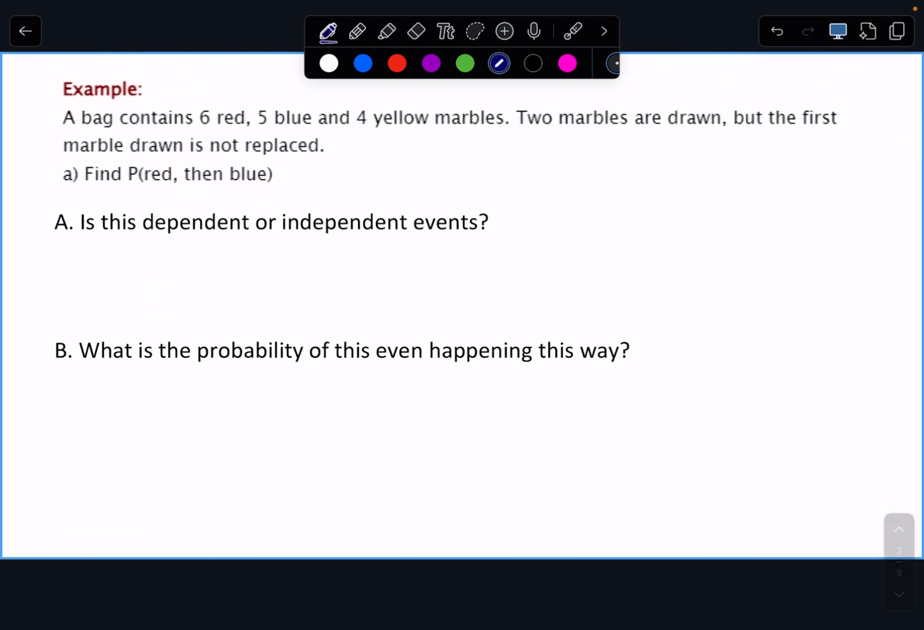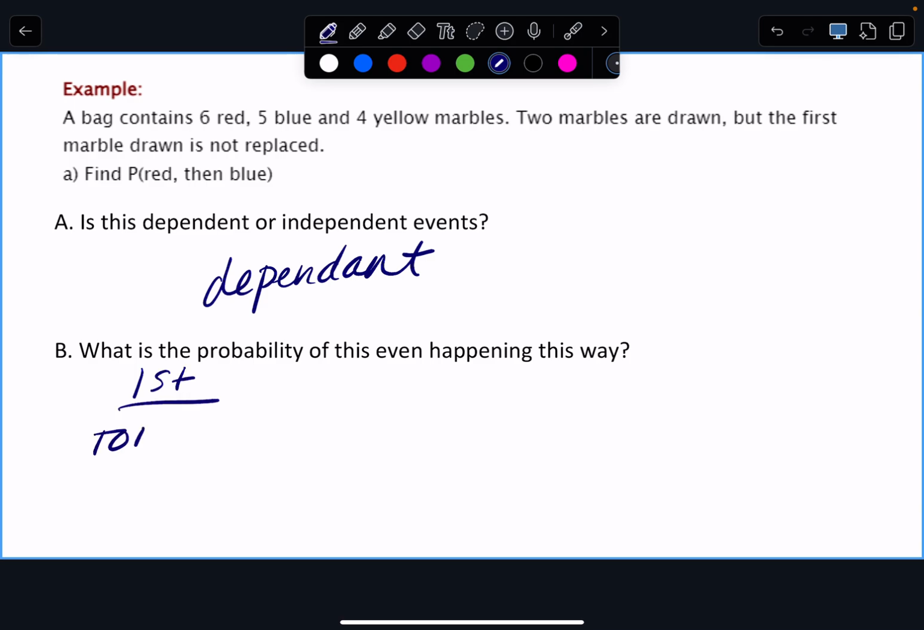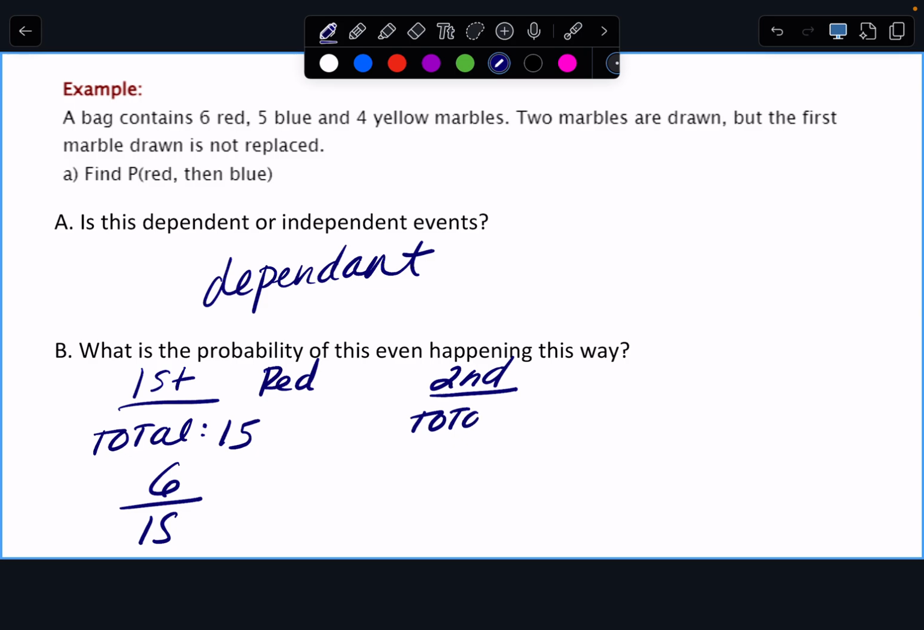Okay, a bag contains 6 red, 5 blue, 4 yellows. 2 marbles are drawn, but the first marble is not replaced. So again, dependent. So what is the probability that we get a red then blue? So let's do ourselves a little note. On the first draw, how many total? Total. 6 plus 5 plus 4, right? Okay. So it's red the first time. How many red are in there? 6. Okay. 6 out of 15. When we put our hand in, there are 6 red currently out of 15. Then let's do our second draw. Now the total is changed because we're not replacing.